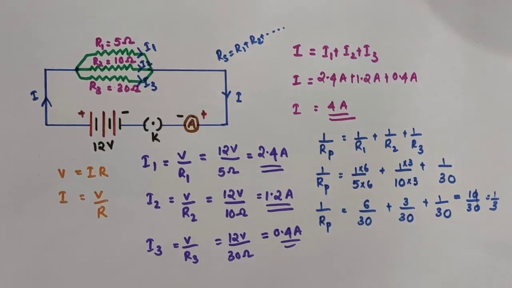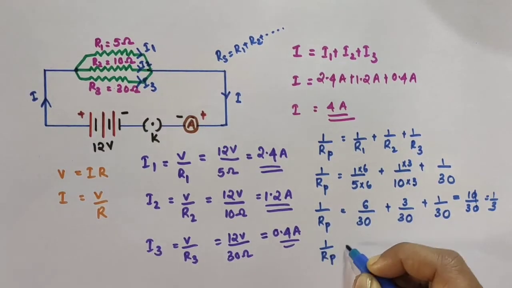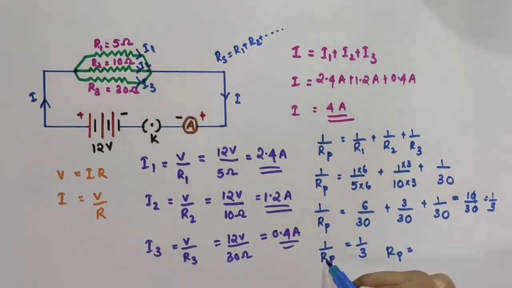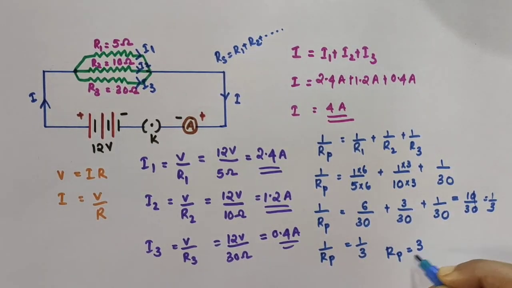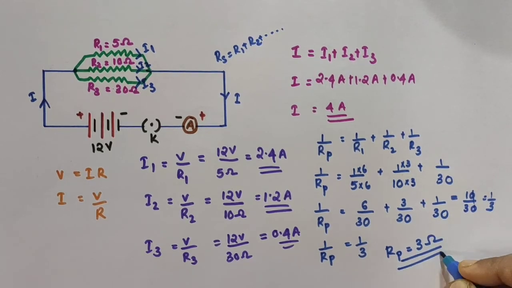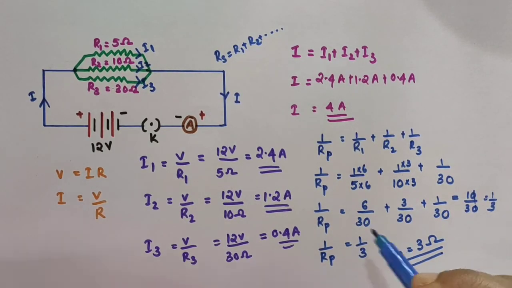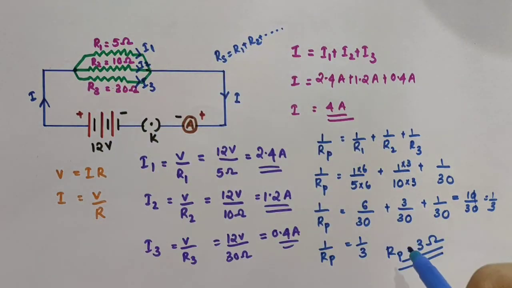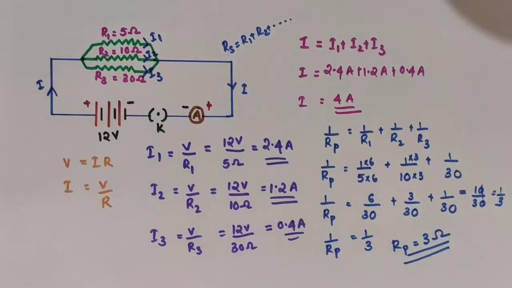What does it mean? 1 by Rp is equal to 1 by 3. We want to know about the equivalent resistance. That is, we want to know about Rp. We don't want a reciprocal. We want Rp. So Rp is equal to, we want to take the reciprocal on both the sides of this. So Rp by 1 equal to 3 by 1. What is Rp by 1? Rp. 3 by 1 is 3. It is the resistance now, ohm. Okay, so we got the total circuit resistance or the equivalent resistance of this parallel combination of three resistors as 3 ohm.